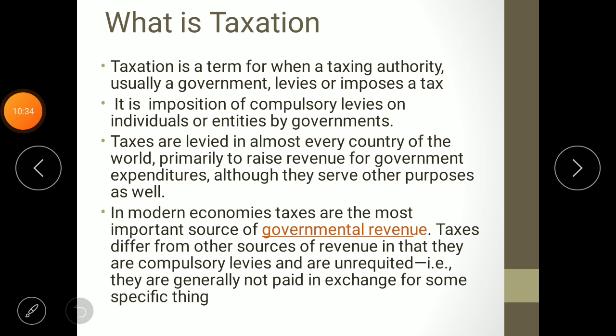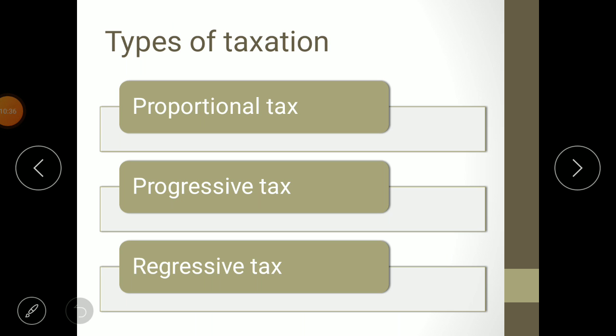Now let us see different types of taxation existing in the world. Basically, there are three types of taxation. First one is proportional tax, second is progressive tax, and third one is regressive tax. What is proportional tax? Let us have the basic definition first of all, then we will discuss in detail.